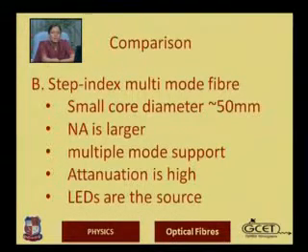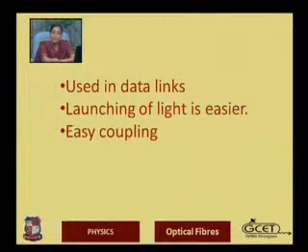Now, second is the step index multi-mode fiber. It has a small core diameter, 50 mm, but it is high compared to the first one. The NA is larger compared to the first one, of course, and multiple mode support is there, so attenuation is very high, and LEDs can be used as the source. They are used in data links, or say launching of light is easier because of the larger acceptance cone, and due to that feature, easy coupling can be done.